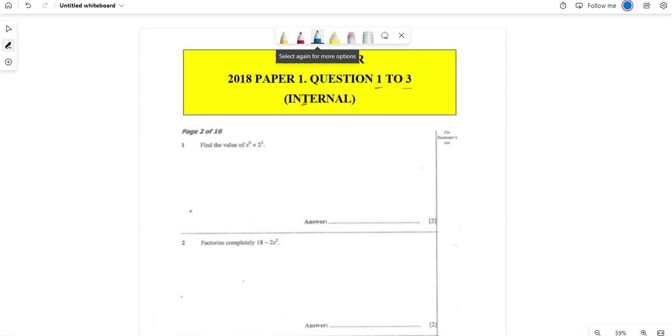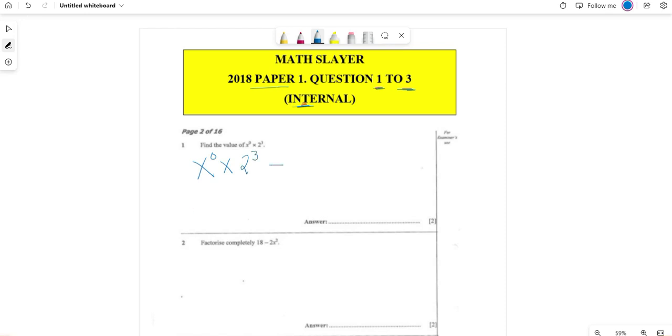We are going to solve a 2018 paper 1 final exam, which is an internal paper written by Grade 12. So we are going to solve question 1 to question 3. Question 1 was saying find the value of x raised to 0 times 2 raised to 3.